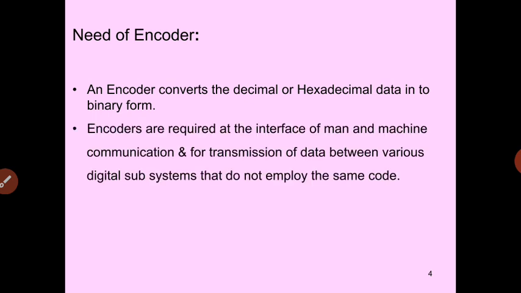An encoder converts the decimal or hexadecimal data into its equivalent binary form. Encoders are required at the interface of man and machine communication and for transmission of data between various digital subsystems that do not employ the same code.